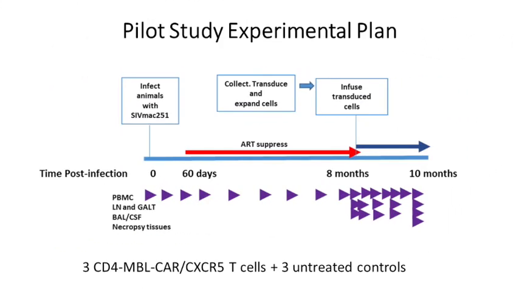Then with that, we went on and did a pilot study with 3 treated animals and 3 untreated control animals. For this study, we infected animals with SIV MAC251. They were ART suppressed. We collected cells during the chronic stage of infection, transduced and expanded them, then infused them and released the animals from ART at the time we infused the cells, and then studied the animals for 2 months after infusion.